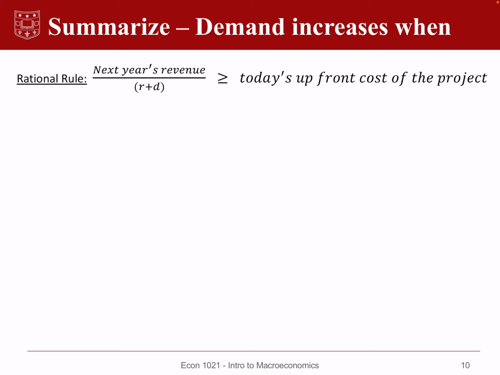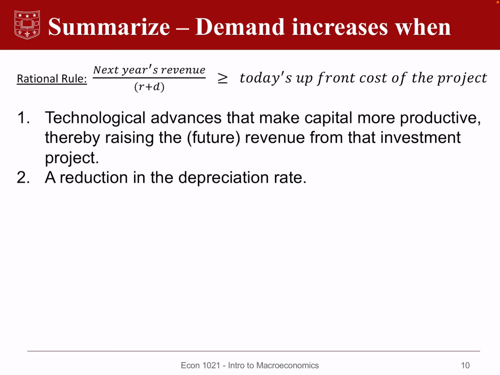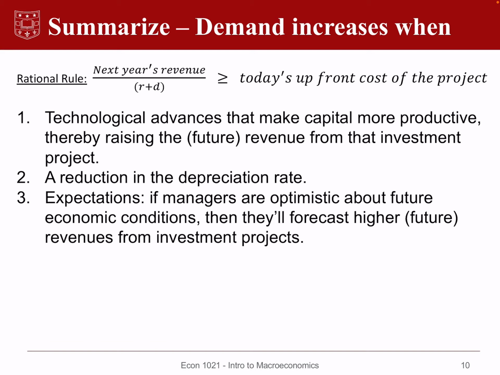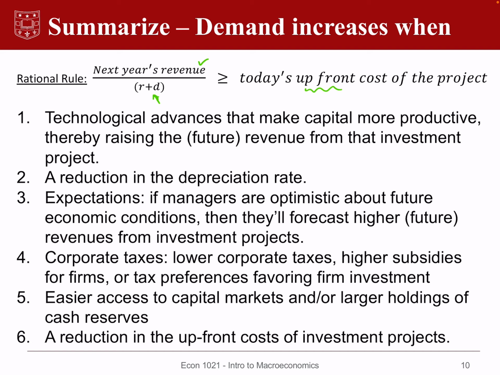For the demand curve, we talked about demand shifters in our earlier discussion about investment. So this is just a repeat of the slide that we had. So we talked about the rational rule for investment, and we said that we can think about the things that shift the demand for investment to the extent that they affect either revenue or depreciation or costs of the project. So these were the things that we had in our previous notes, and you can go back and look at that, follow up with me or a TA as needed.